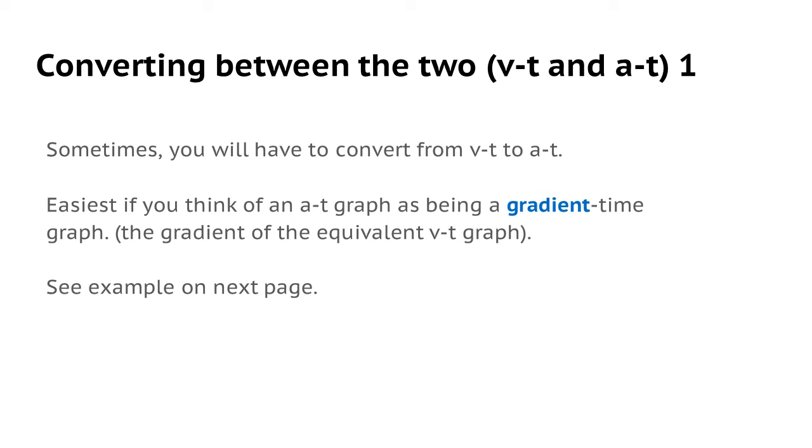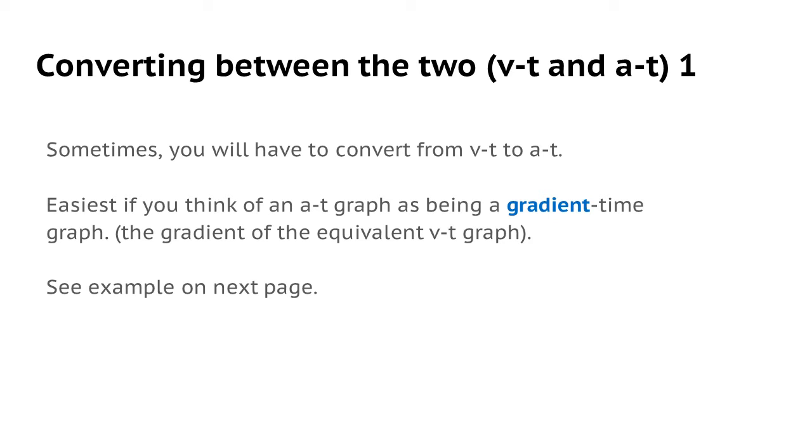The second thing you need to be able to do at higher is to convert between the 2 types of graphs, velocity time and acceleration time. So the first wee example I'm going to show you here is going from velocity time to acceleration time. This is probably the most common example you're going to find at higher, and it comes up an awful lot.